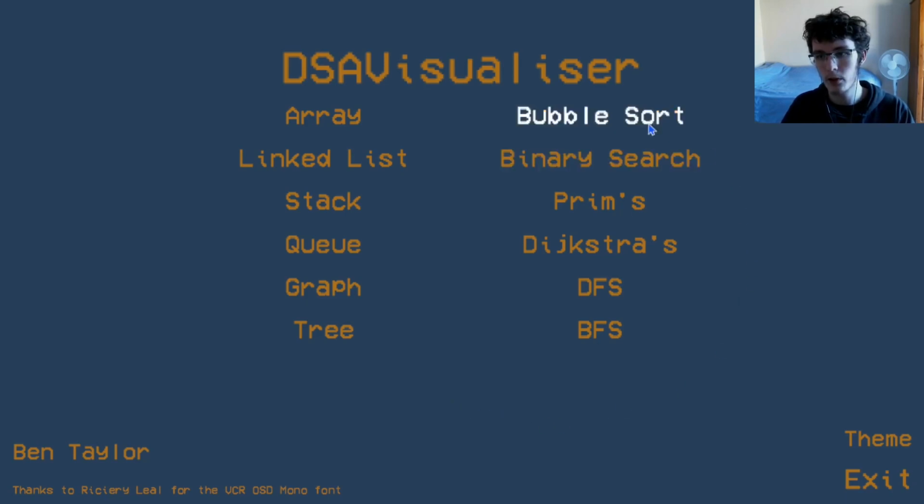This is the home screen for my Data Structures and Algorithms Visualizer project. As the name may suggest, I have 6 visualization tools for data structures and 6 for algorithms. Now, there are a lot more data structures and a lot more algorithms out there than just these, but I think this is a good selection as a good introduction to the topic.